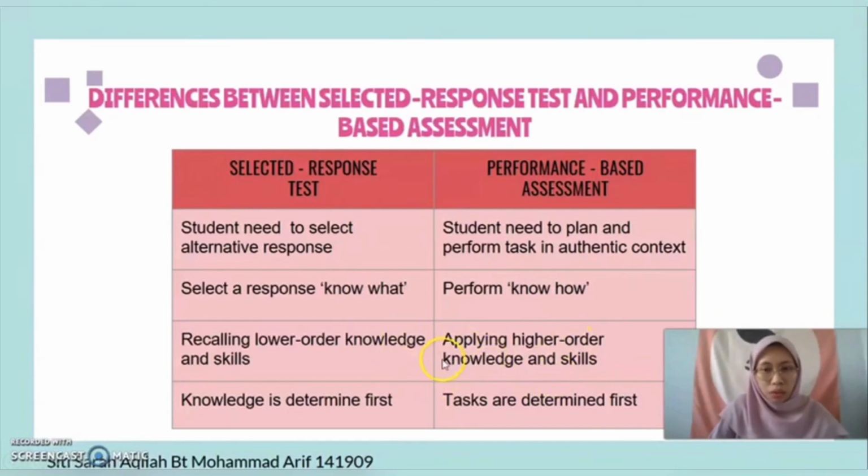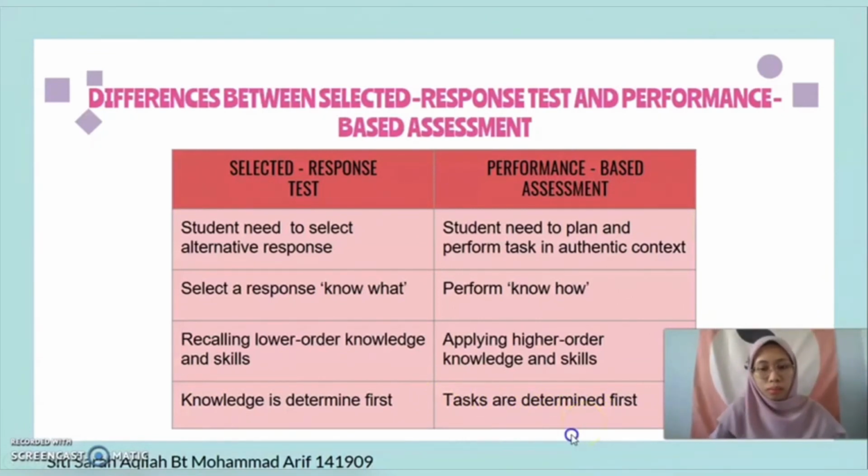So for this point, it is quite related to the revised Bloom taxonomy, where the three phases at the bottom are for selected response test, which are remember, understand, and apply. And for performance-based assessment, we use the top three phases of the Bloom taxonomy, which are analyze, evaluate, and create. Last, knowledge is determined first, while in performance-based assessment, tasks are determined first.